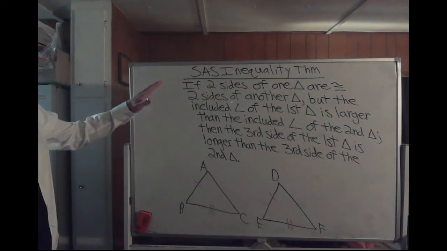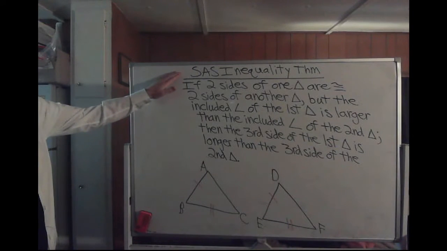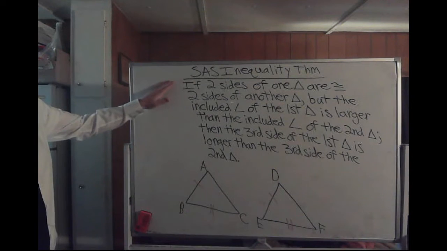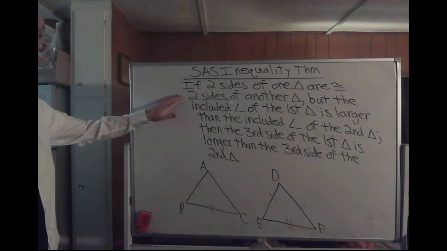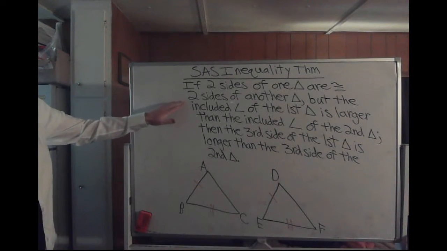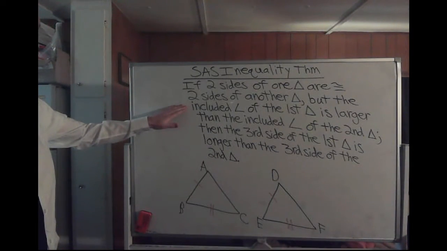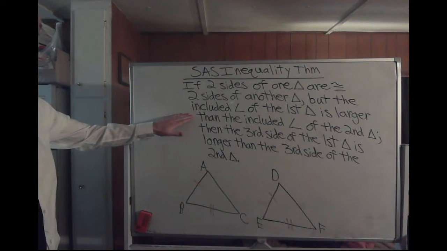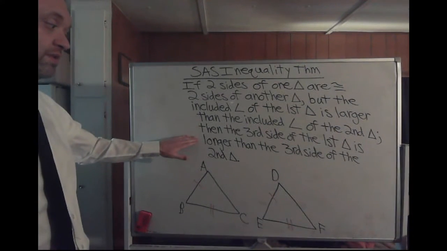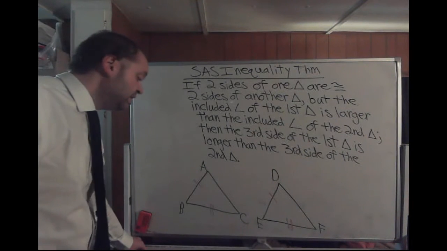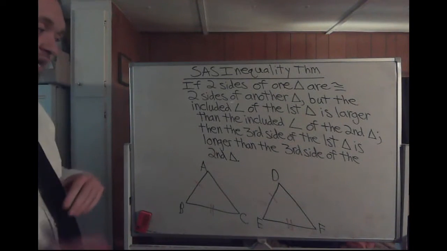The first theorem we have is called the side-angle-side inequality theorem. What this states is that if two sides of one triangle are congruent to two sides of another triangle, but the included angle of the first triangle is larger than the included angle of the second triangle, then the third side of the first triangle is longer than the third side of the second triangle. So what does this mean?